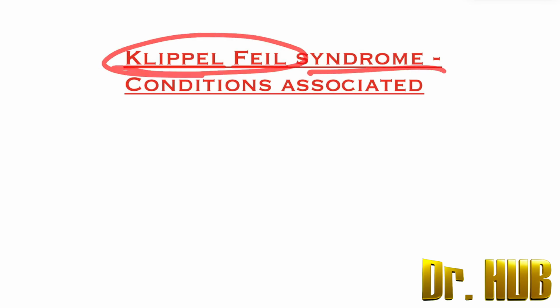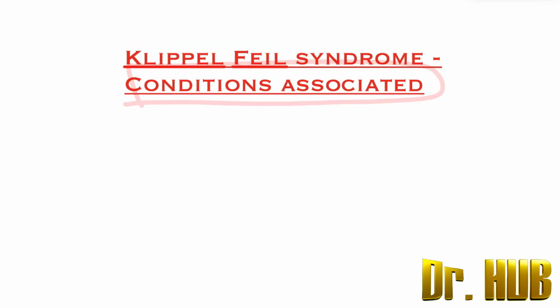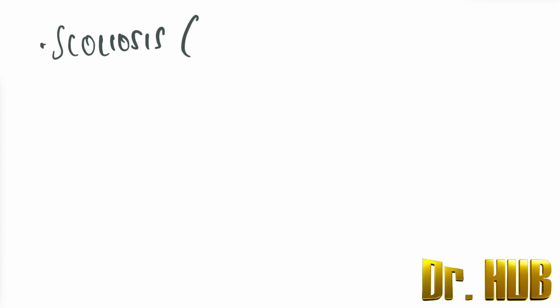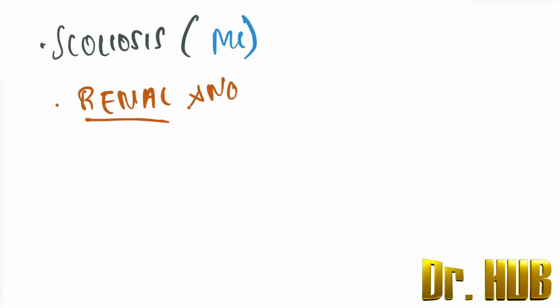Klippel Feil syndrome, and we are looking at the conditions which are affected. The conditions it includes: there is scoliosis. Scoliosis is the most frequent orthopedic complication. And second, there are renal anomalies, and these are usually asymptomatic.